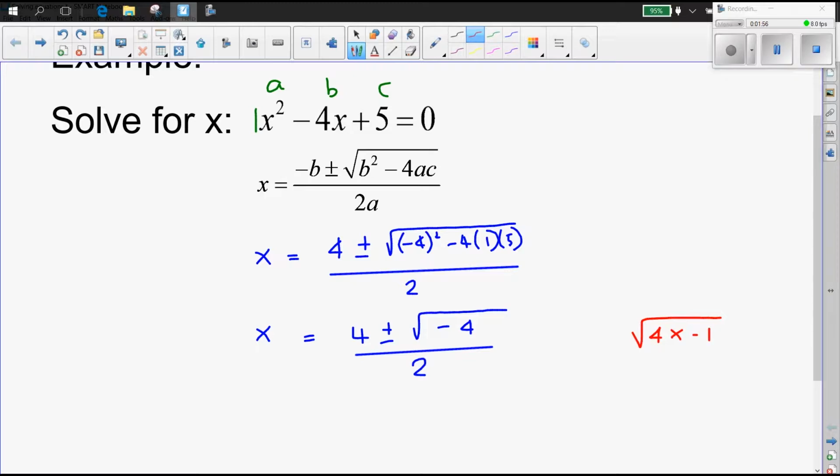And when we are asked to find the square root of two factors, we can find the square root of each factor separately. So we can write this as the square root of 4 multiplied by the square root of -1, and this gives me 2, and we know by definition that the square root of -1 is i. So we have that x equals 4 plus or minus 2i over 2.